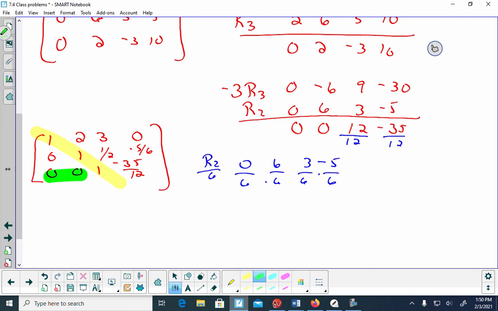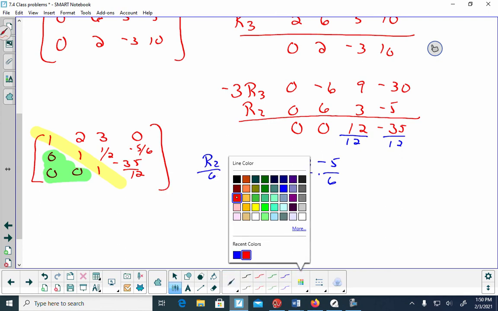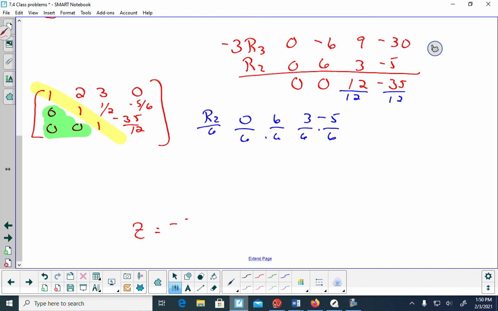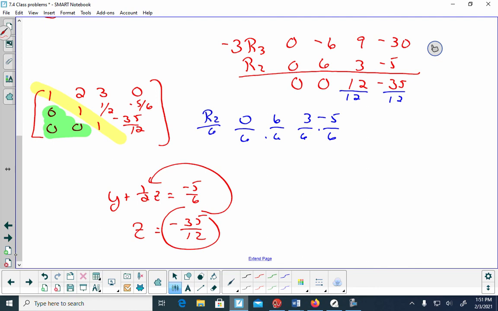Everything below that is a 0. That's row echelon form. So going way off on a tangent here, but here I go. I could, at this point, I know that z is equal to negative 35 twelfths. And then the line above it would be y plus 1/2 z is equal to negative 5/6. Well, I could just simply substitute this in, get my y, then substitute them both in.